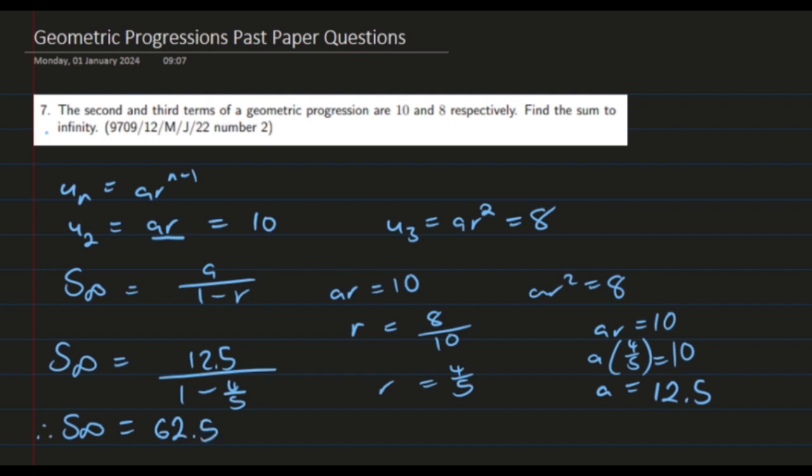Let's move on to the next question. A GP is such that the third term is 1764 and the sum of the second and third terms is 3444. Find the 50th term. We're given the third term can be written as ar squared, and this is equal to 1764, and we're given the sum of the second and third terms, u2 plus u3, which is 3444.